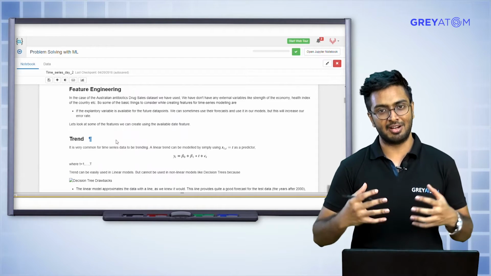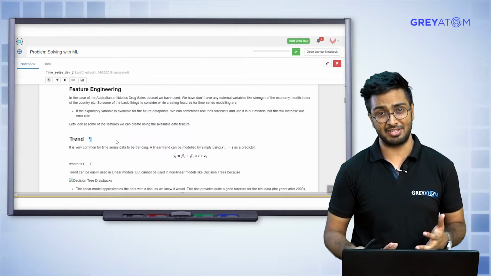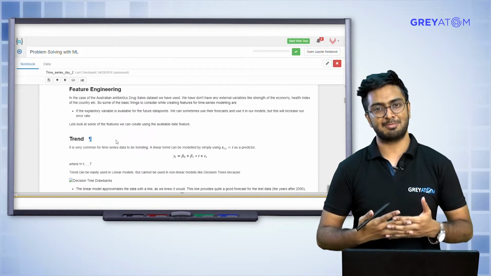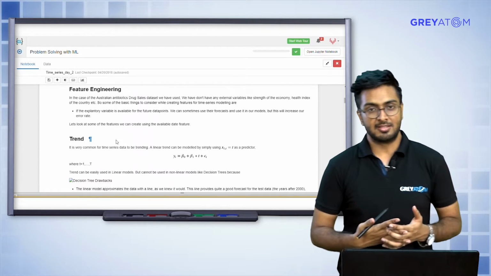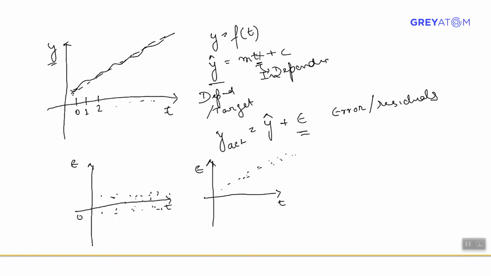The only thing to learn that is new, apart from what you already know, is this whole concept of feature engineering and how you can do that specific to time series data, right? So first up is the concept of trend. The concept of trend is nothing but this particular equation.